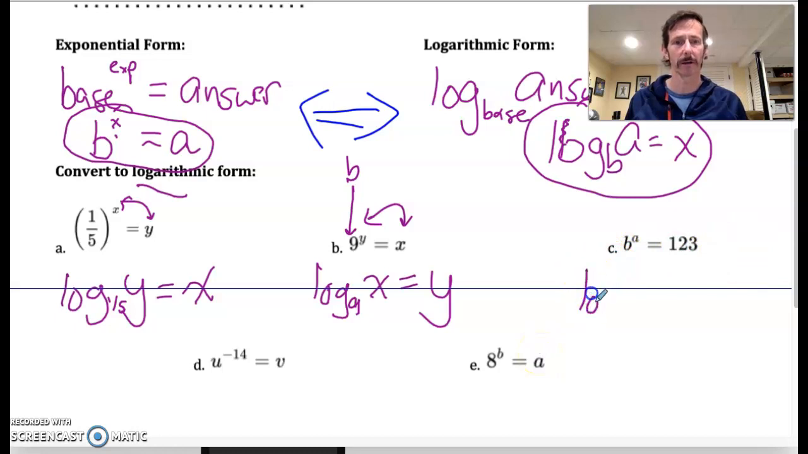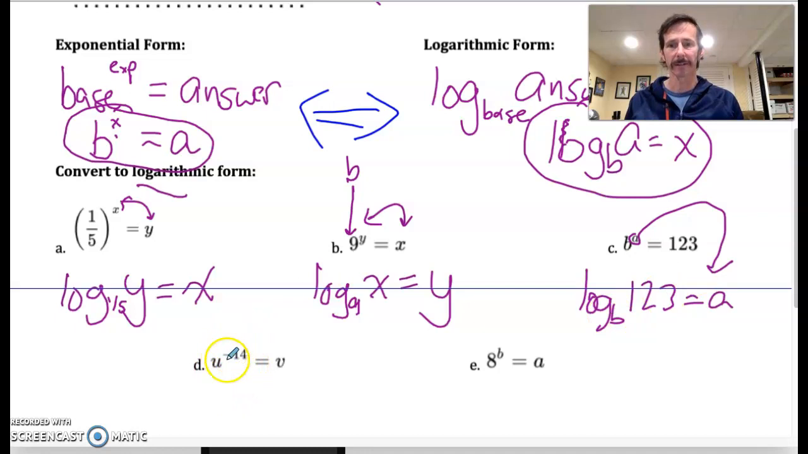Answer should have been log base b of 123 equals a. Again, this exponent, oops, goodness. That was quite a mess right there. Circled everything, didn't mean to. This exponent right here is what ends up over there as your answer. Base is always your base.